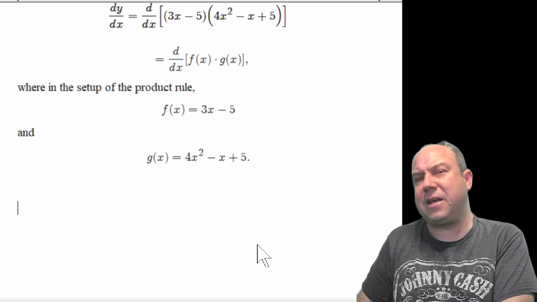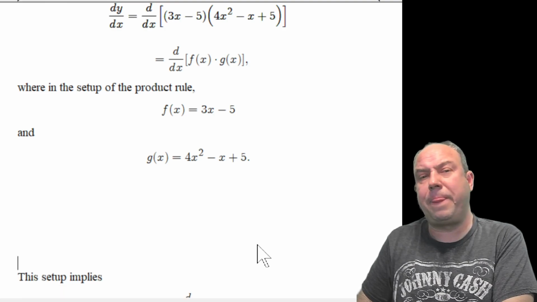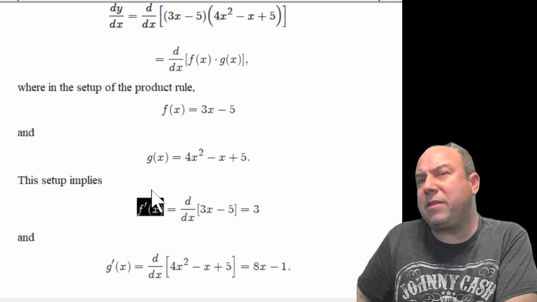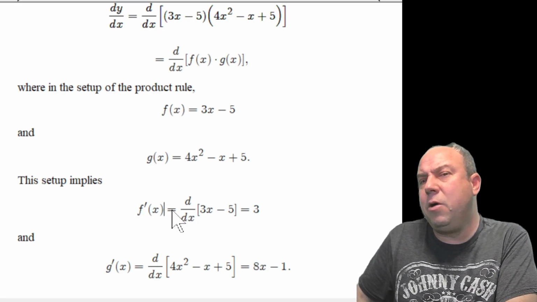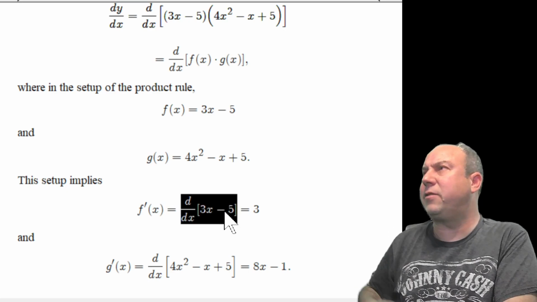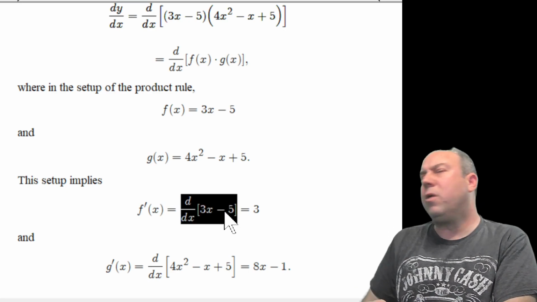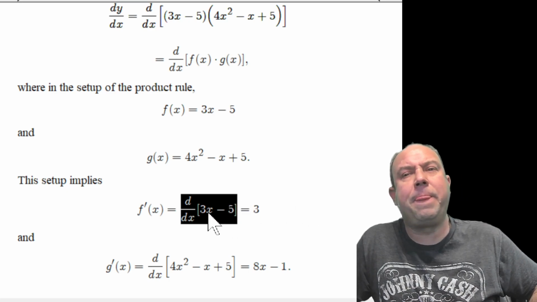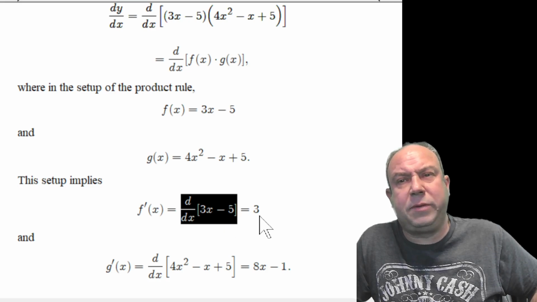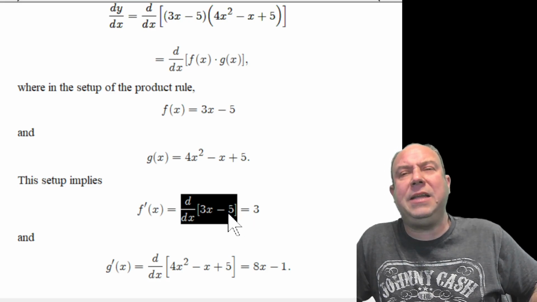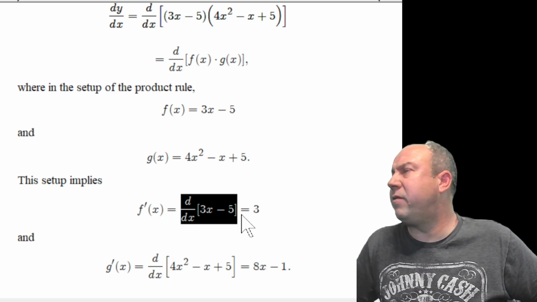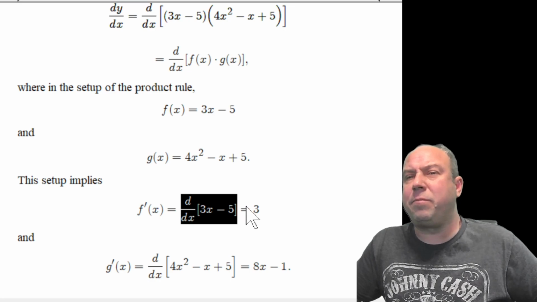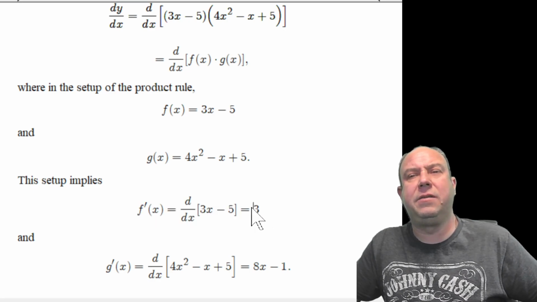So you'll see that's the next bit that comes into our calculation here. This setup implies that when we think about the first derivative of f, that's going to be the derivative with respect to x for 3x minus 5, where if you just follow your fundamental rules, that derivative will distribute across the difference. The derivative of 3x will be simply 3 minus the derivative of 5. Well, the derivative of 5 is 0. So the end result here for f prime of x is just the value of 3.